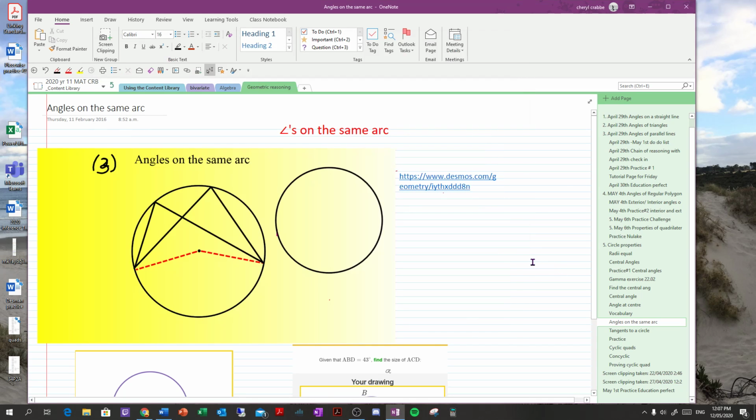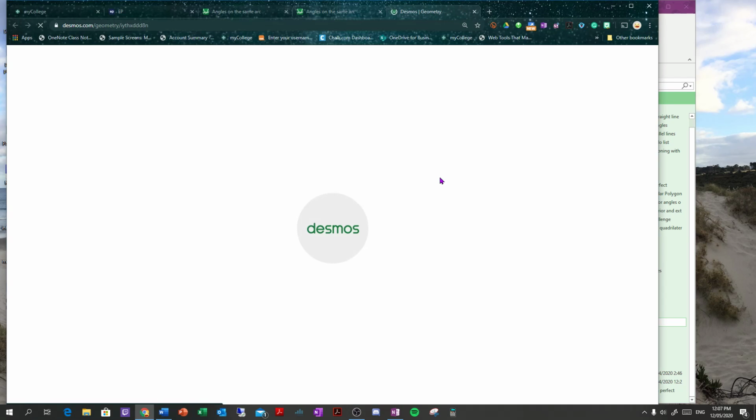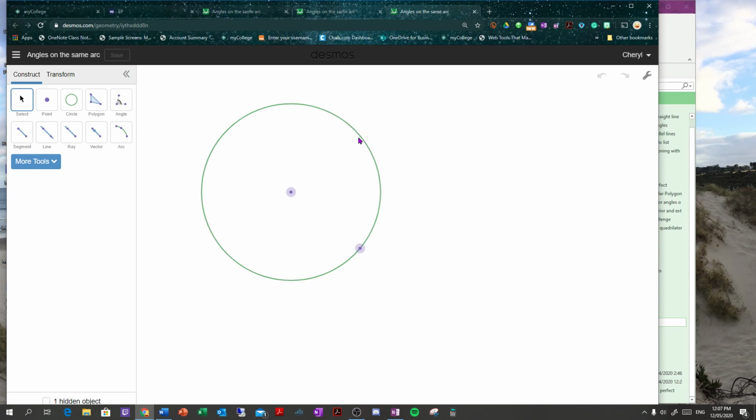Okay, we're going to take a look at one of the last properties of circles. We've done central angles, we've done radii. Now we're going to look at angles on the same arc and how they relate to each other and what the rule is for those.